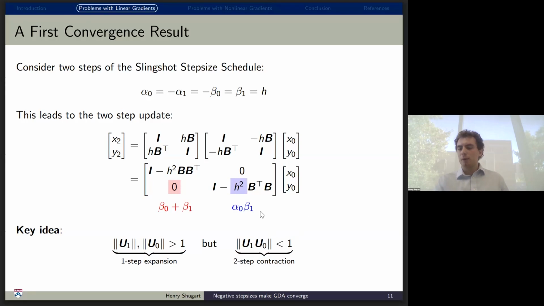And before we move on, I'm going to point out one thing. The contractive term, this h squared that we get on the diagonal, is alpha 0 times beta 1. This is going to come up later, but it's important to note that this product between the cross terms in our step size schedule is the term that we want to be beneficial. So it's going to equal h squared here. In general, we're going to want it to be positive.